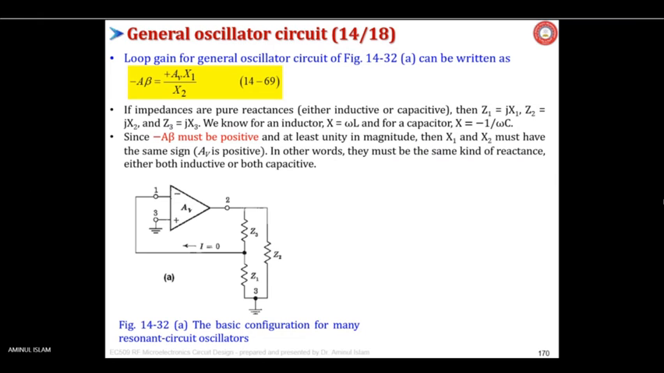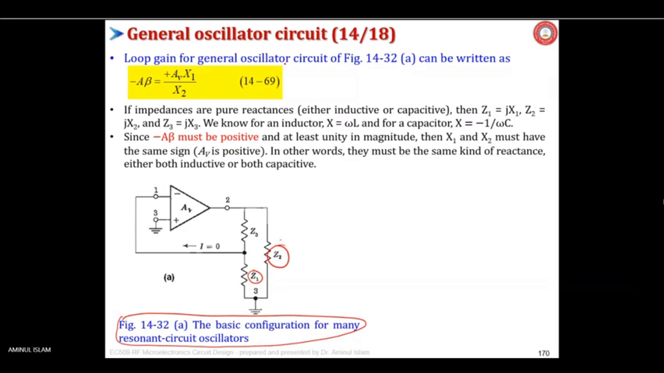The loop gain for the general oscillator. Here we have shown a diagram in your book: the basic configuration of many resonant circuit oscillators. This diagram is showing a general oscillator circuit. Keep taking a different value for Z1, Z2, etc. You can form a different oscillator. That's what we will see.